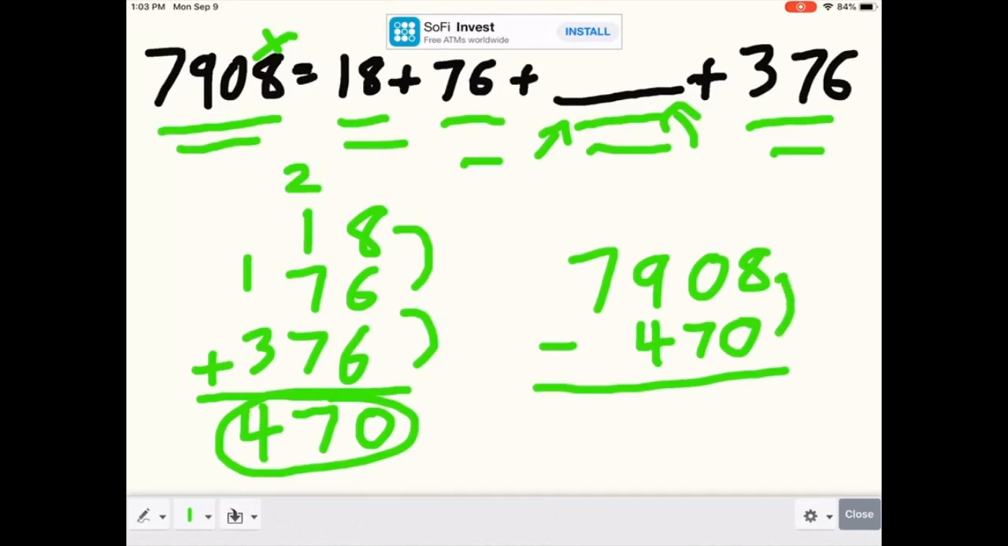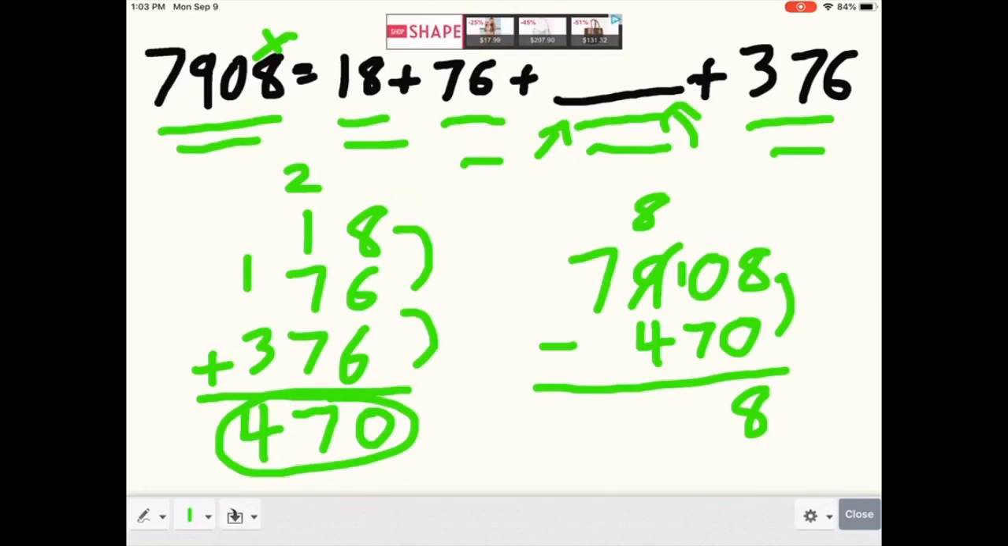So 8 minus 0 is 8. And then you got 0 minus 7. Oh no, what am I going to do? I'm going to cross this 9 out. I'm going to borrow 1 from it, which makes it an 8. I'm going to bring that 1 over here. So now I have 10 minus 7. We all know that's 3. And then we no longer have a 9 because we borrowed 1 from it. So we have an 8 now.